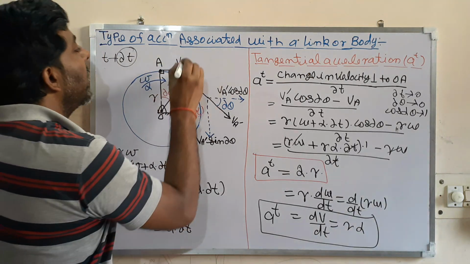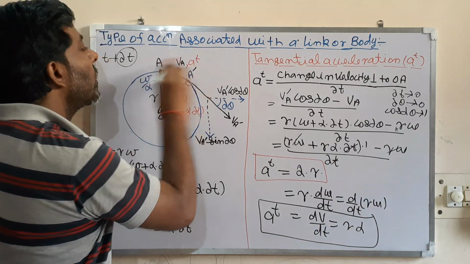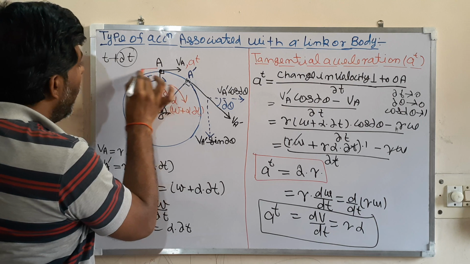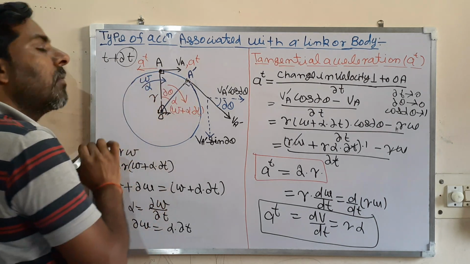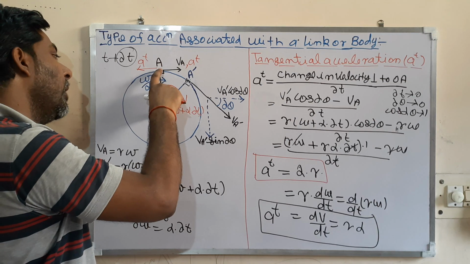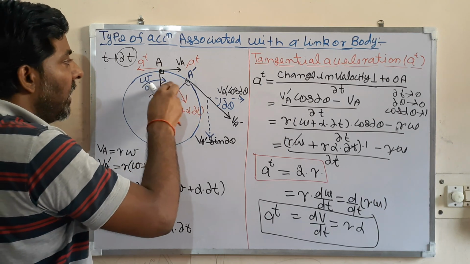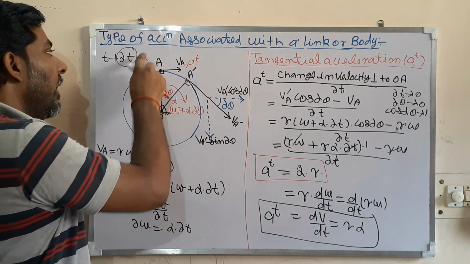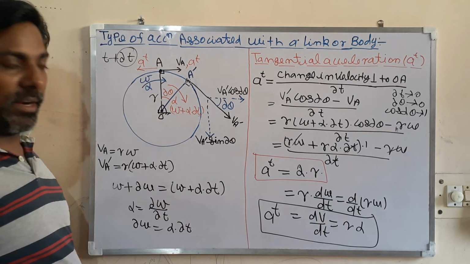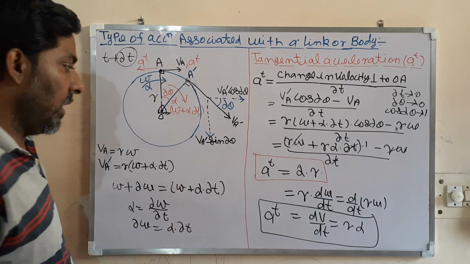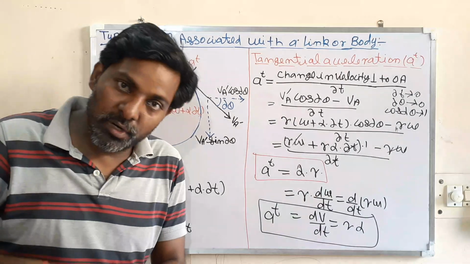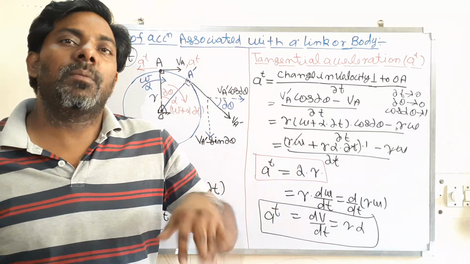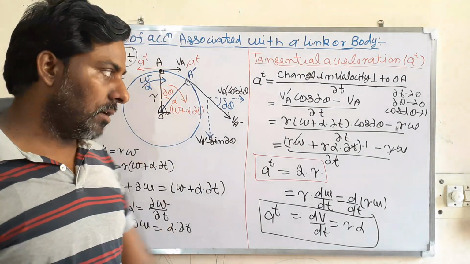So for acceleration, AT will be along the velocity vector, but for retardation AT will be opposite to the velocity vector, perpendicular to link OA, which is fixed. So for acceleration of the link, AT will be along the velocity vector, but for retardation of the link OA, AT will be just opposite to the velocity vector. So the direction of AT is also clear. The direction of AT is always perpendicular to the link, but along the velocity vector for acceleration and opposite to the velocity vector for retardation.